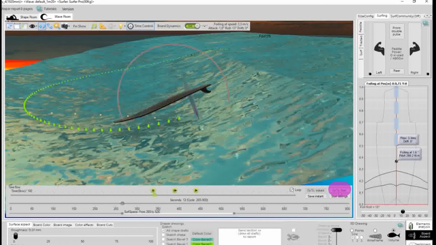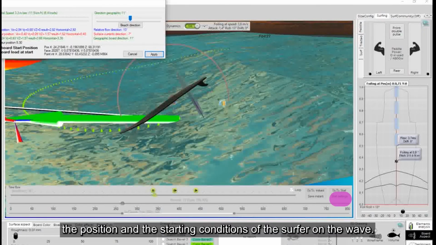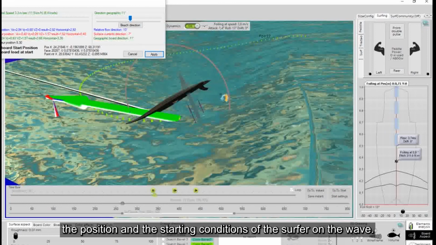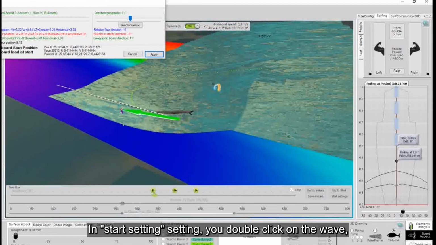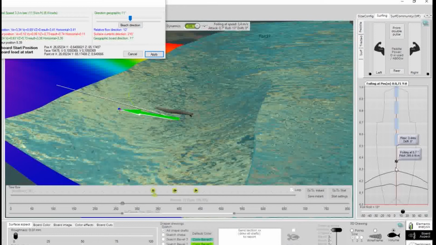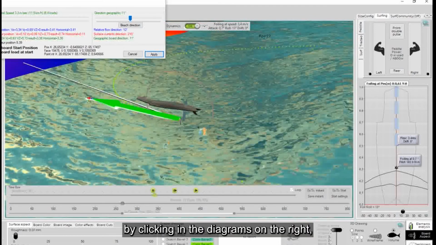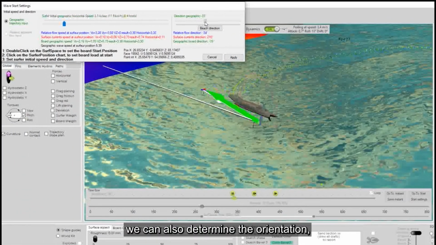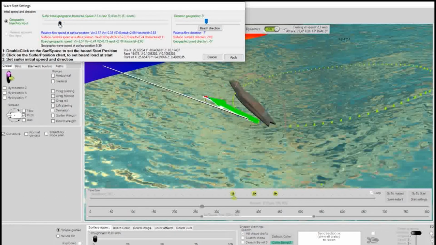There. And there, start settings which allow us to define the position and the starting conditions of the surfer on the wave. In start settings, you double-click on the wave to position the surfer at the start of the wave. And we can also position the surfer on the board by clicking in the diagrams on the right. We can also determine the orientation and the starting speed. Here are the starting settings.